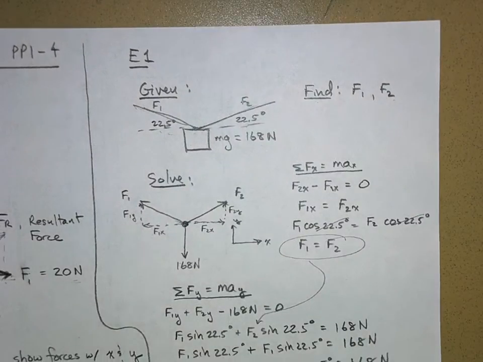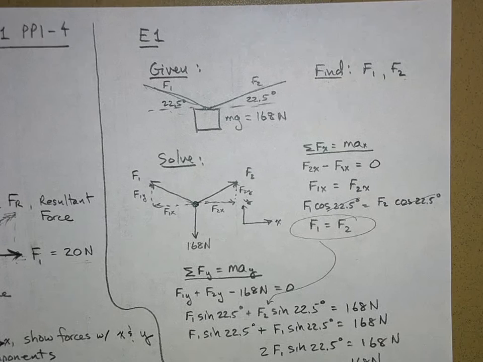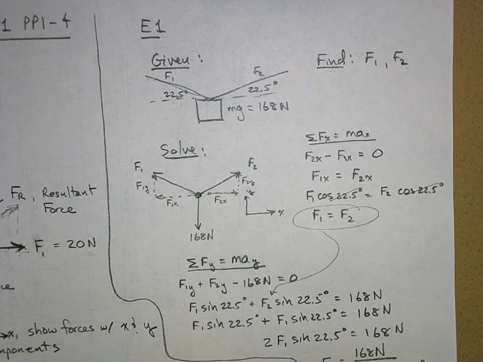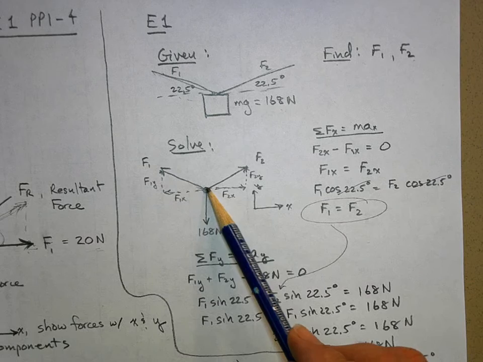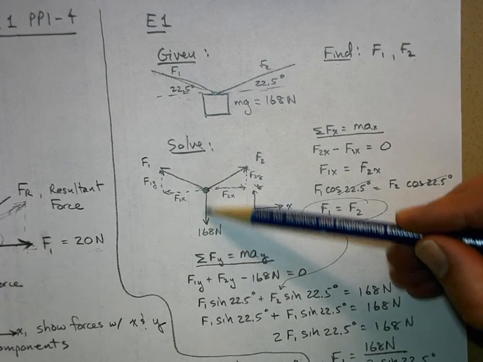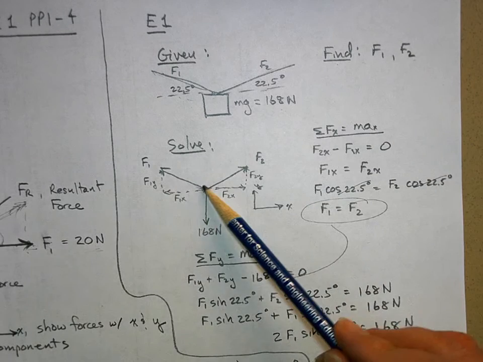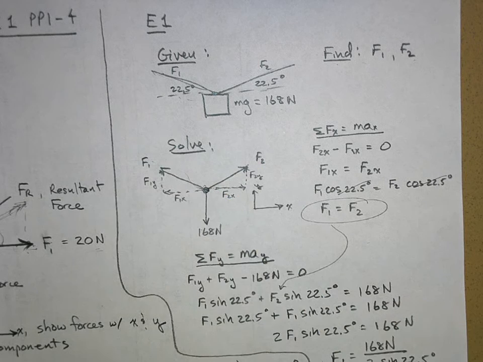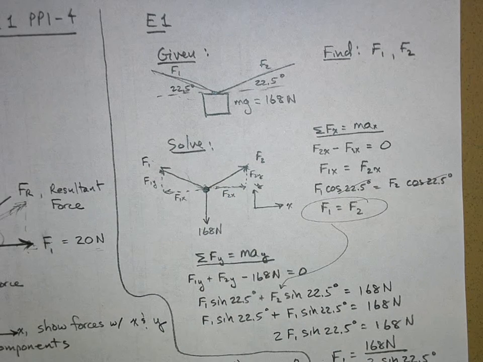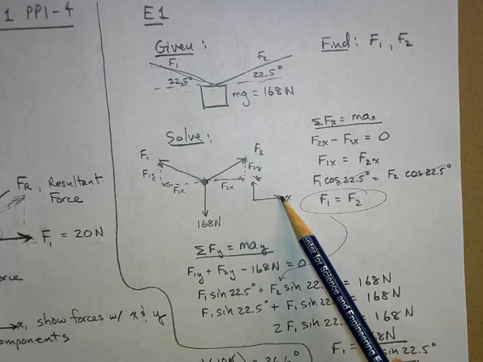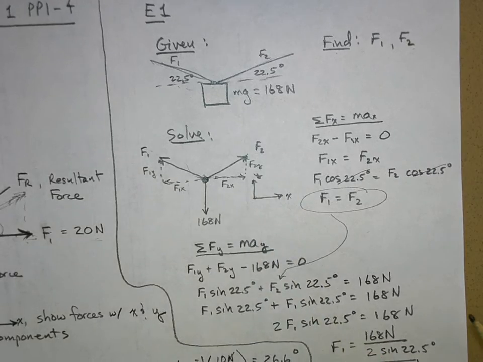So let's solve it. Step 2 is to draw the free body diagram. So here's my free body diagram. 168 newtons of weight pulling down. You've got F1 and F2 like this at their angles. Step 3, let's make to the right X and up Y. So identify my X and Y axis.